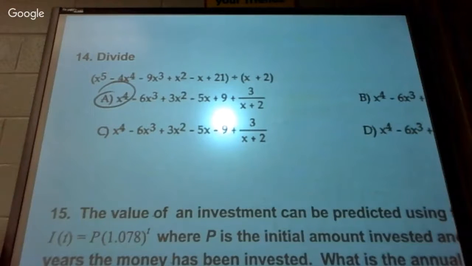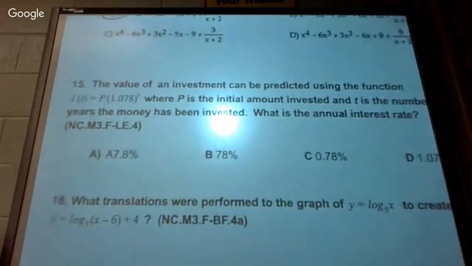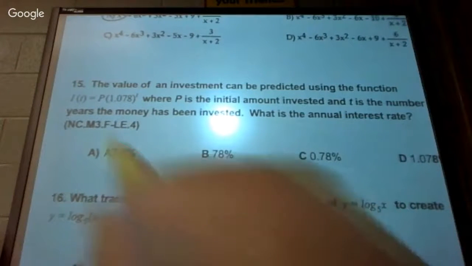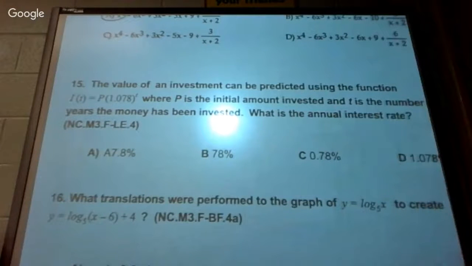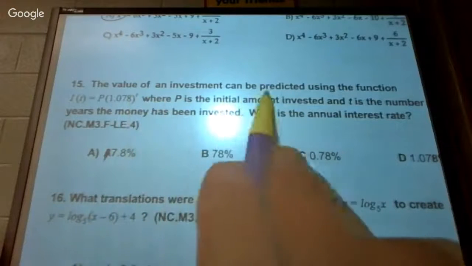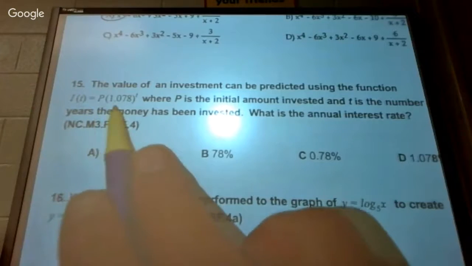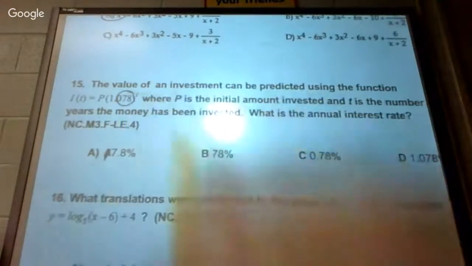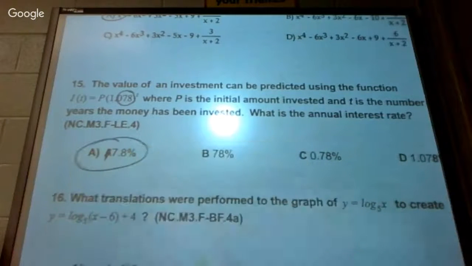Here we go. Value of investment. Let me zoom this back out. What's the interest rate? So we got the formula. The value of an investment can be predicted by the function investment equals the principal. What's the rate? You see this 0.078? You got to move the decimal 2 places, so it's 7.8%. A.